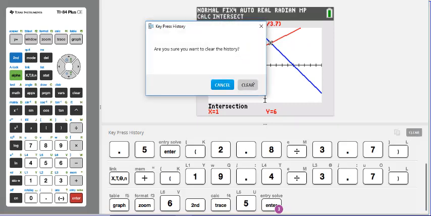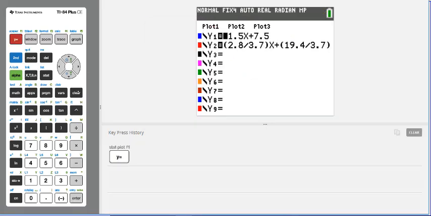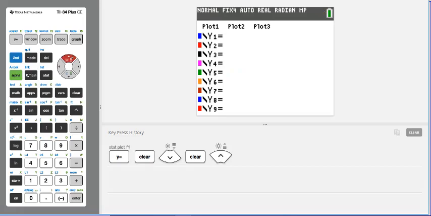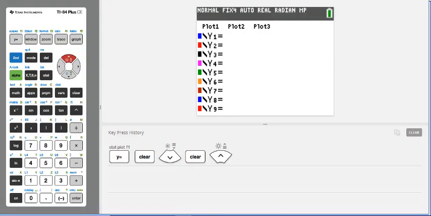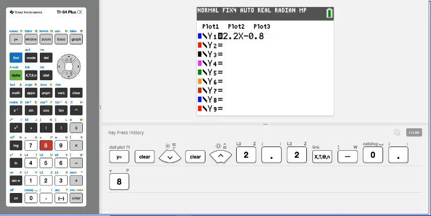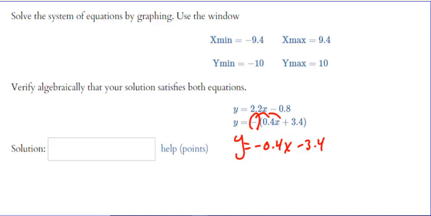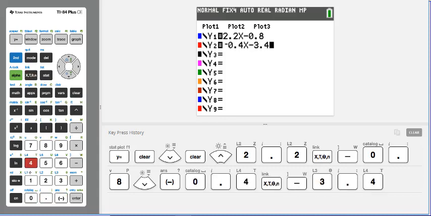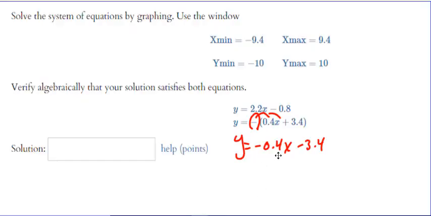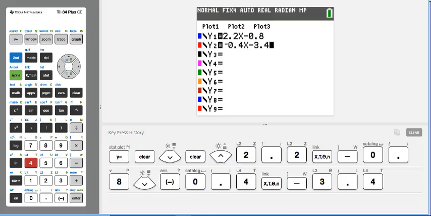So we're going to clear out. Going to go y equals. Going to clear and clear. Go back up. So let's grab 2.2x minus 0.8. So 2.2x minus 0.8. So that goes in the first one. Just kind of double check. Okay, good. Negative 0.4x minus 3.4. Just want to double check that. Negative 0.4x minus 3.4. Yep.